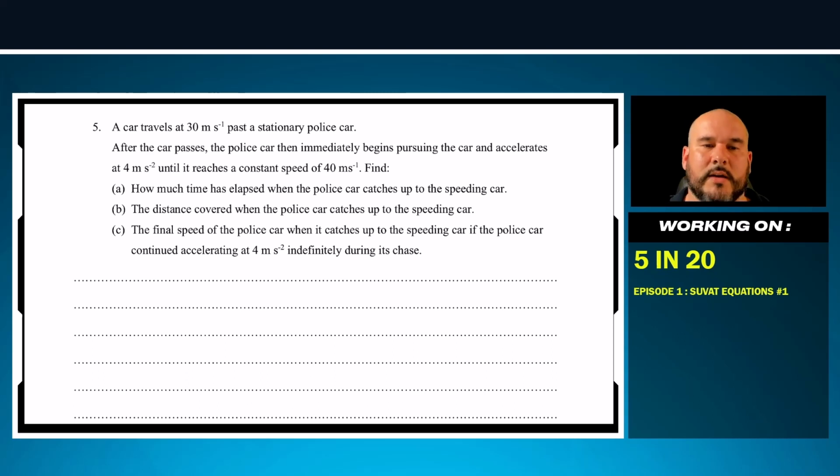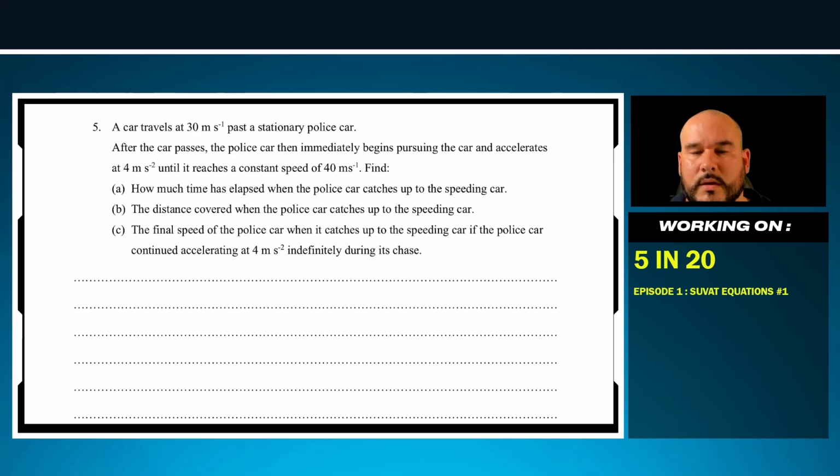Question 5: a car travels at 30 meters per second past a stationary police car. After the car passes, the police car immediately begins pursuing and accelerates at 4 m/s² until it reaches a constant speed of 40 meters per second. That's a little bit tricky because it's not the regular type of question where the police car just accelerates until it catches up. Here it accelerates to a certain point and then goes at constant speed. How much time has elapsed when the police car catches up to the speeding car?